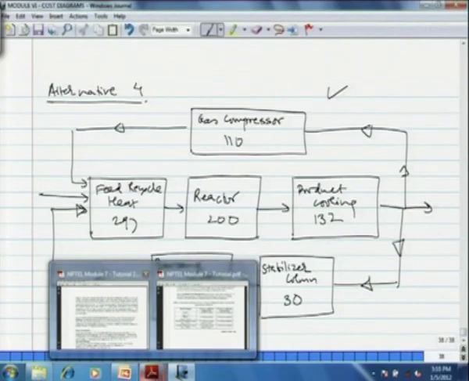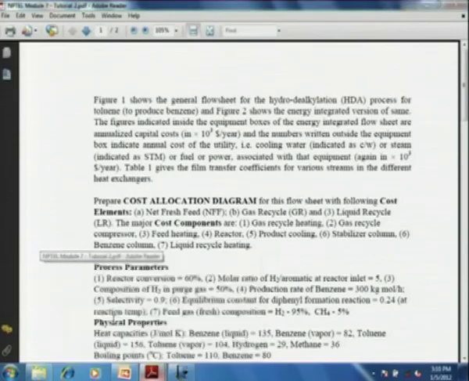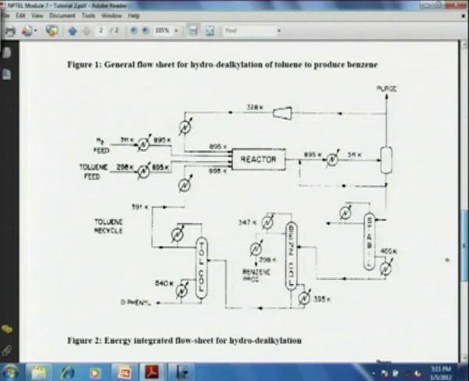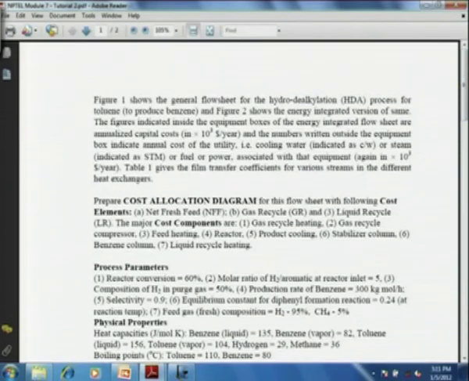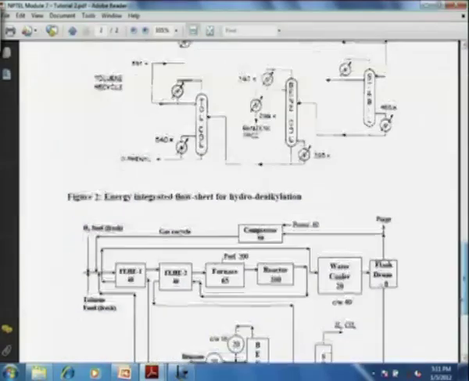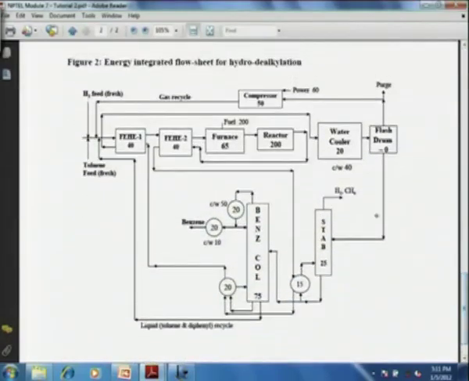Now, we need some more information for that, which now appears on your screen. This is the second problem of our tutorial. Figure 1 shows the general flow sheet of the hydrodealkylation process. This we have seen several times before. This is the general flow sheet indicating various temperatures and the flow of the streams. Figure 2 shows the energy integrated version of the same. This was our process alternative 2, in which we had 2 FEHE and 2 reboilers integrated.